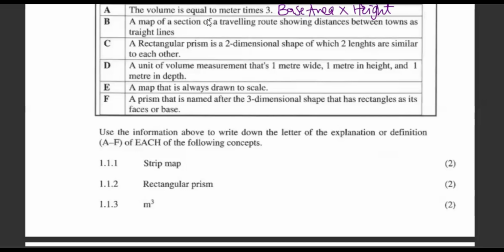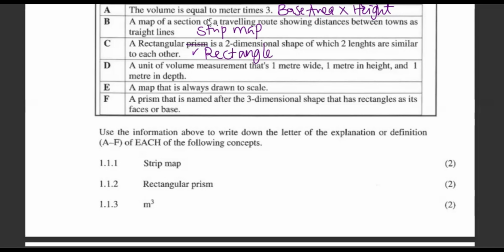A map of a section of a traveling route showing the distance between the towns as straight lines. Yeah, this could be a strip map. All right, a rectangular prism is a two-dimensional shape of which two lengths are similar to each other. No, yeah, this is a rectangle actually. It's a rectangle. It's not a prism, but a rectangle.